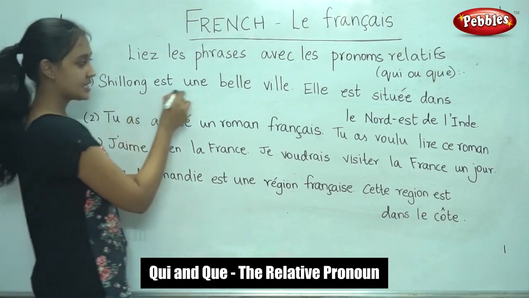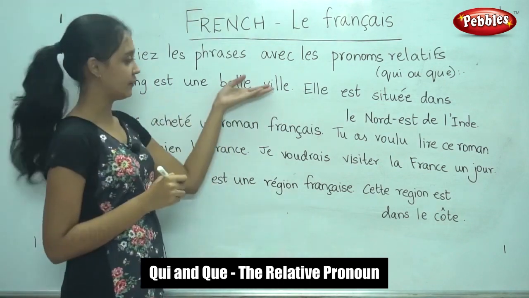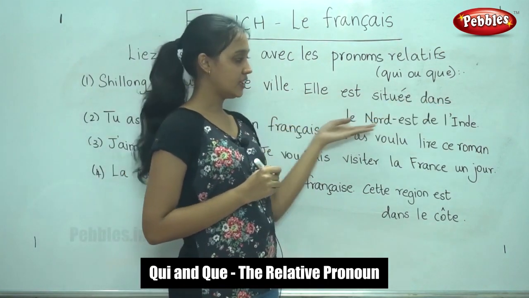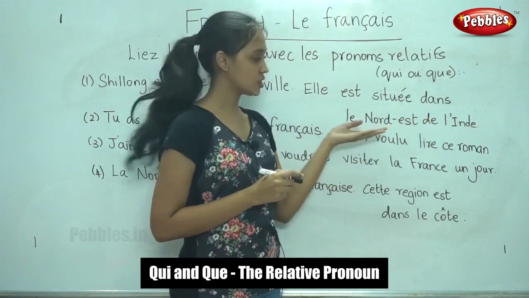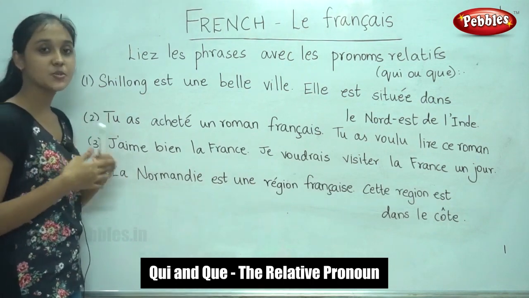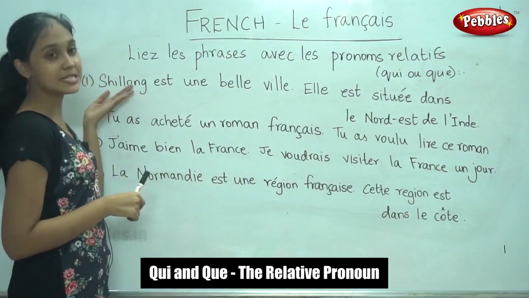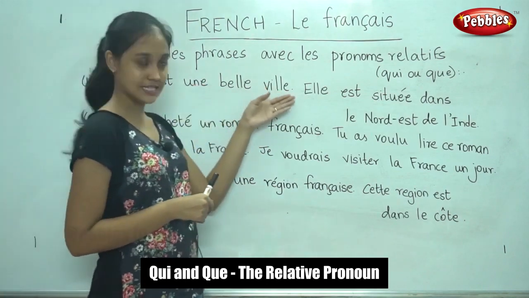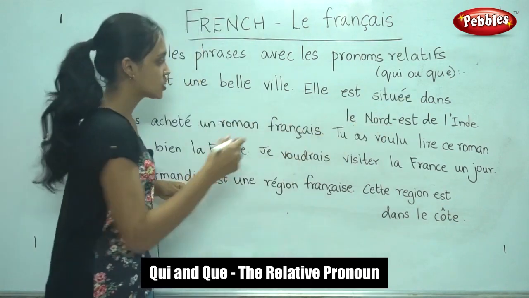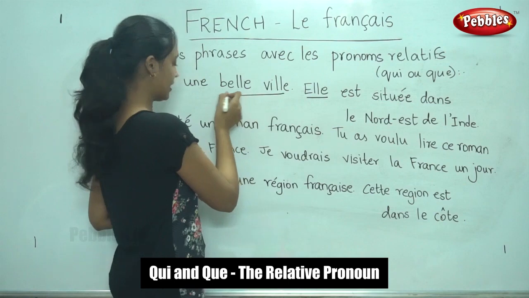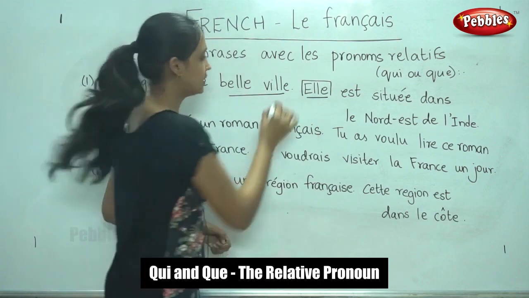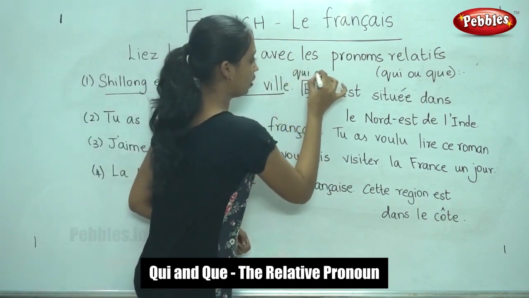Now Shillong is a beautiful city. Belle ville, beautiful city. It is situated in the northeast of India. So l'Inde is India. So now how will we join these two sentences? Try saying it in English. We will say Shillong is a beautiful city which is situated in the northeast of India. So here elle denotes this Shillong. So we would replace elle with qui or que.